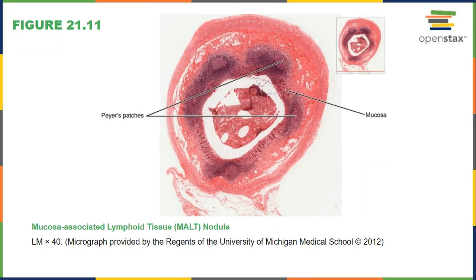And here's a Peyer's patch if you want to know what that looks like. This is a cross section of our intestine, and we can see there's these little tiny mini organs inside of these.